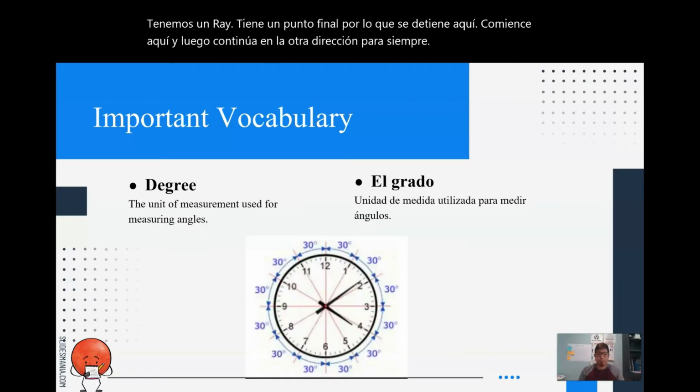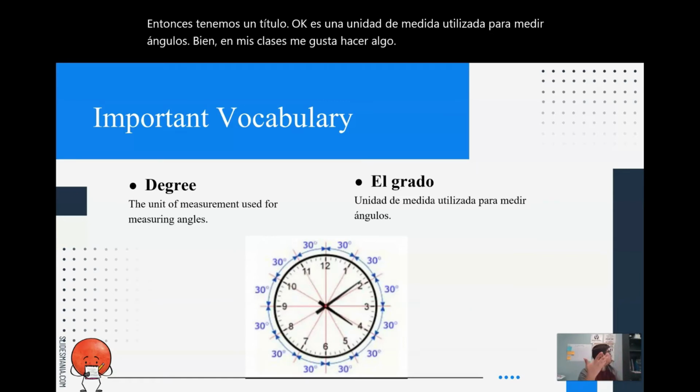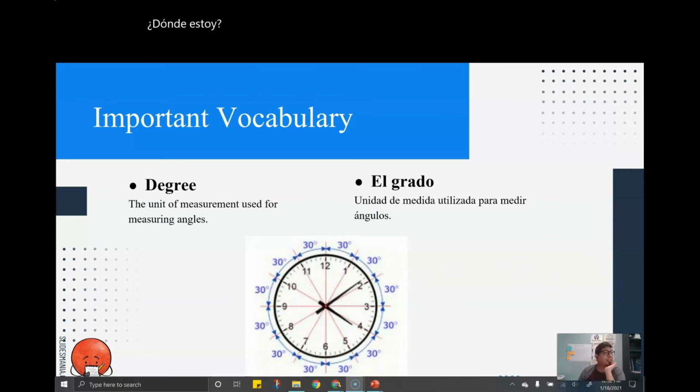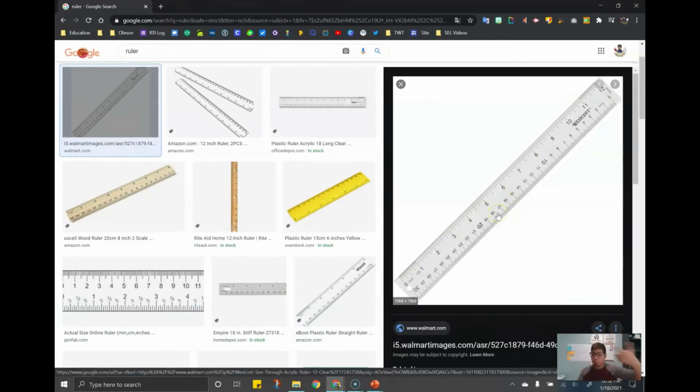Then we have a degree, which is a unit of measurement used for measuring angles. So in my classes, I like to do something. I don't have it, so I'll show you right now. Here we have a ruler. A ruler is a tool that we use to measure stuff in inches or centimeters. That's the unit of measurement, inches or centimeters.